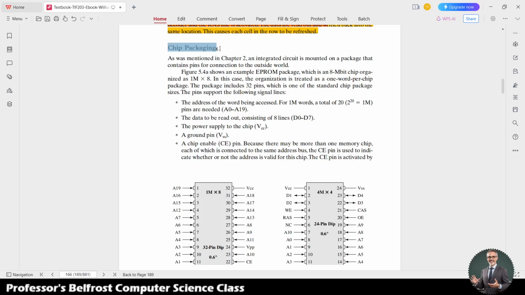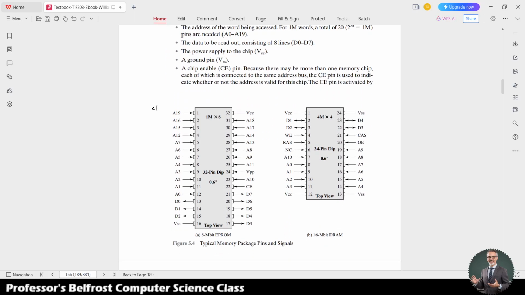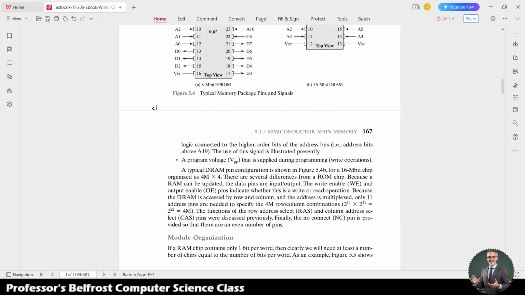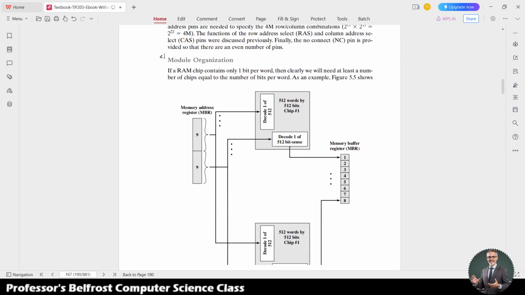Next is chip packaging. Maybe I'll not explain it too long. You can see there's a typical memory package and pin signals. I will go to memory organization.